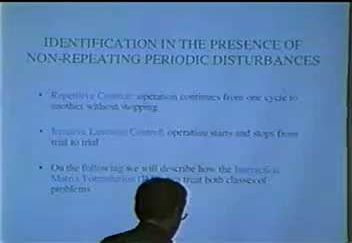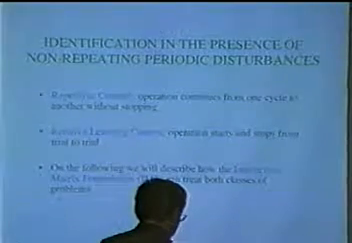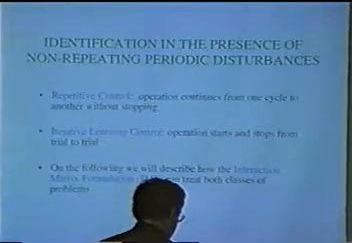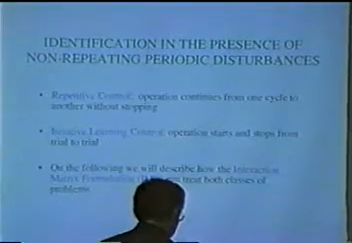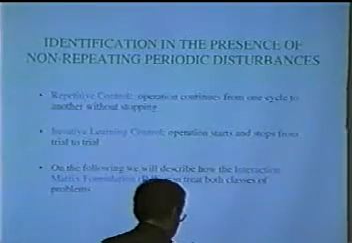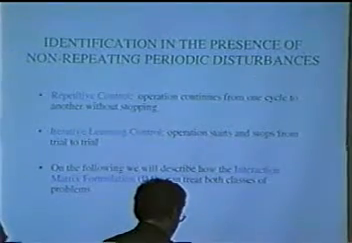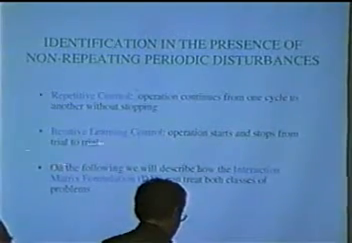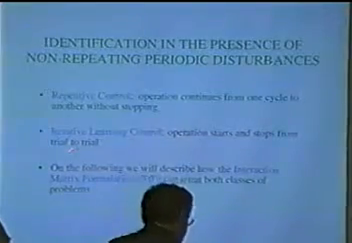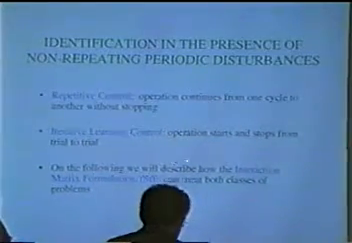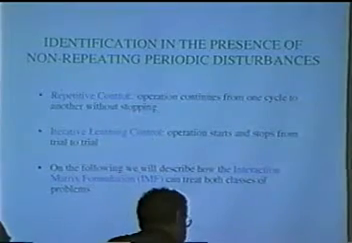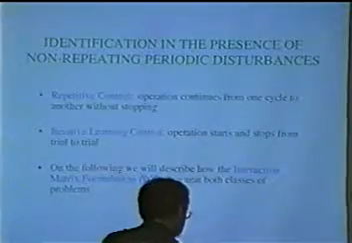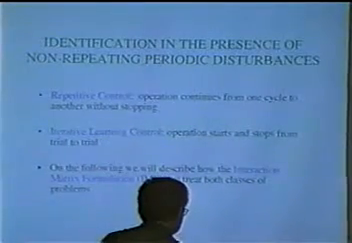repetitive control and learning control. Repetitive control means operation continues from cycle to cycle without stopping. So it's like adaptive control. You just keep going, and the system is affected by this kind of periodic disturbance. And the second class of problem has to do with ILC. Operation starts and stops from try to try. And in the following I will show you how I can use this induction matrix, or IMF, to treat both classes of problem.